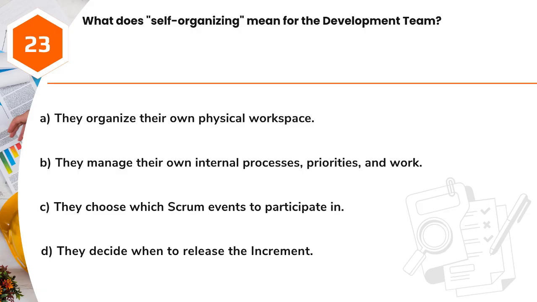Question 23. What does self-organizing mean for the development team? A. They organize their own physical workspace. B. They manage their own internal processes, priorities, and work. C. They choose which Scrum events to participate in. D. They decide when to release the increment.